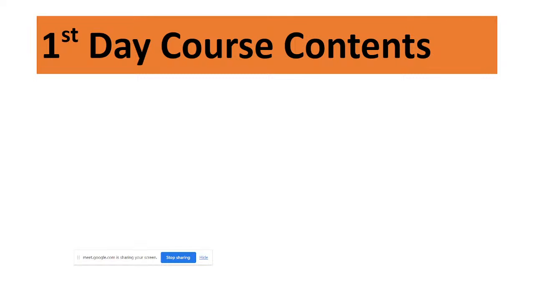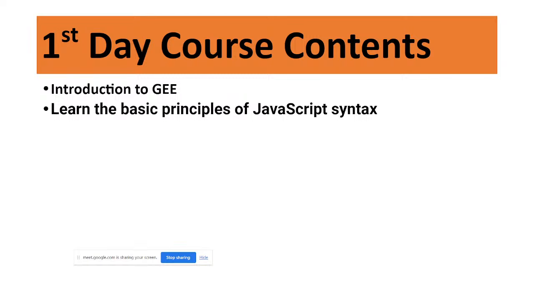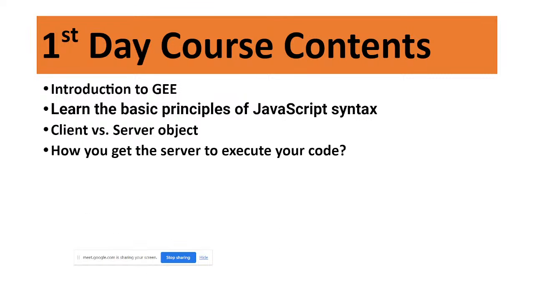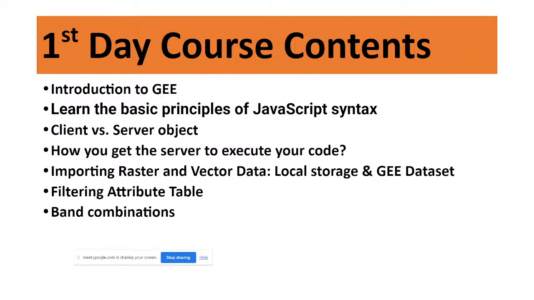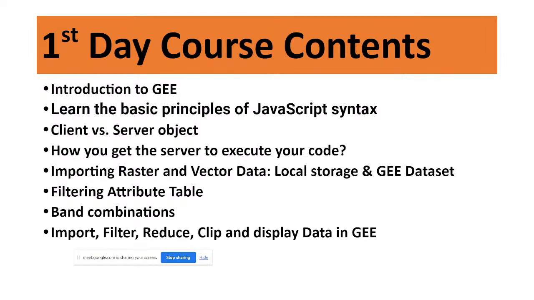So basically, today is our first day. Today I will talk about the introduction to the Google Earth Engine platform, then learn the basic principles of JavaScript syntax, and then we talk about client and server objects. It's very important for learning the platform, and how the server executes our code. We also cover importing raster and vector data from local storage as well as Google Earth Engine datasets, filtering attribute tables, using different band combinations, and how to import, filter, reduce, clip, and display data in Google Earth Engine.